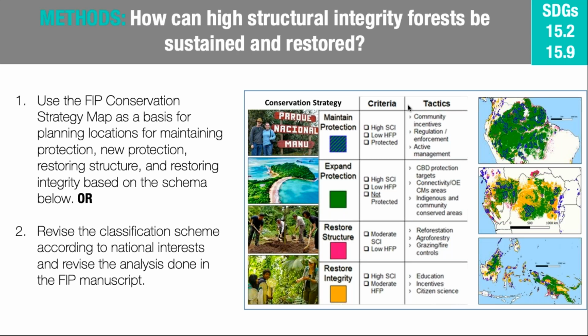We know that protections are being lost in many protected areas around the world, and hence incentives for local communities to try to maintain protections, added regulations, active management. These are all ways to try to maintain those protections. The second strategy would be aimed at those locations that are not currently protected but have high structural integrity forests.